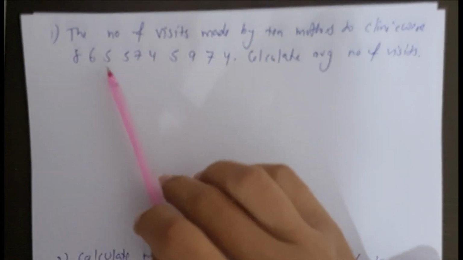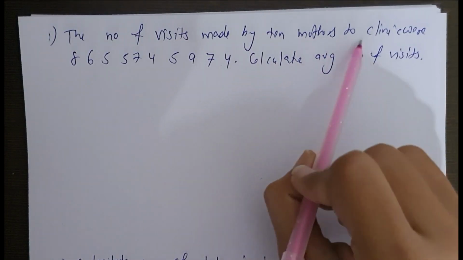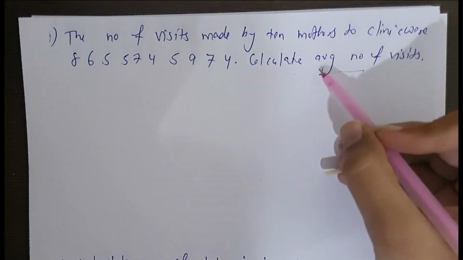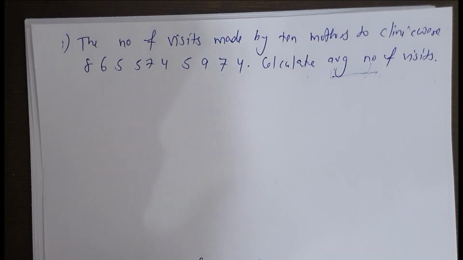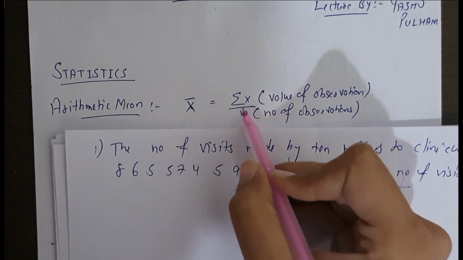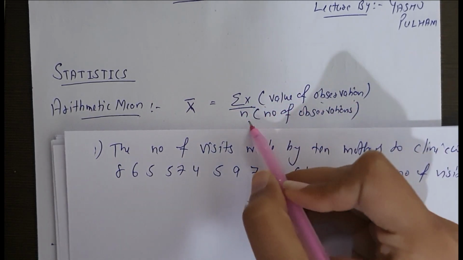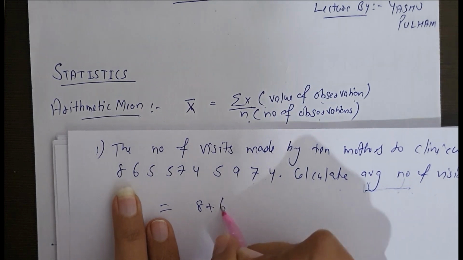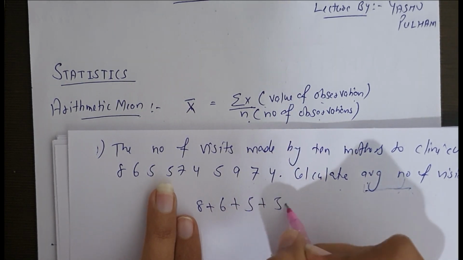Now first question: the number of visits made by 10 mothers to a clinic were these. Calculate the average number of visits. Average means mean. Now how do we find it? That is summation of x upon total number of observations, that is summation of value of observations upon number of observations. These are the observations, and we take the summation of these observations.